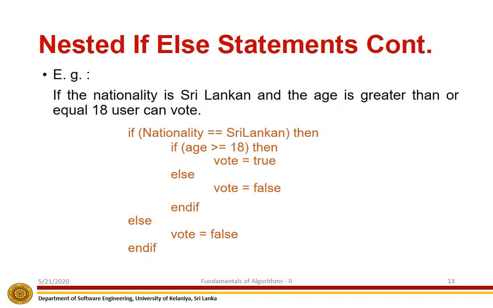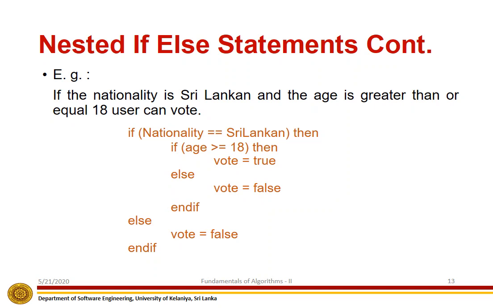Then in the else of the outer if condition, what must be false? Because if the user is not Sri Lankan, he cannot vote. Then we end the if statement with the end if keyword. This is a simple example for nested if-else.